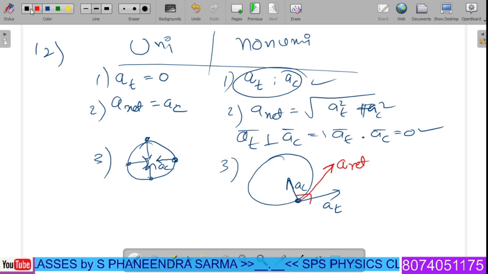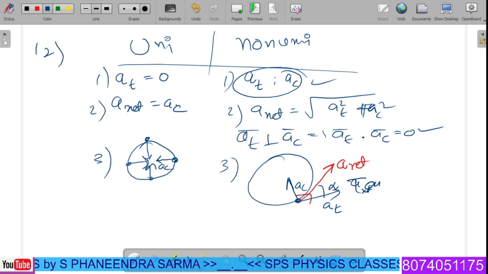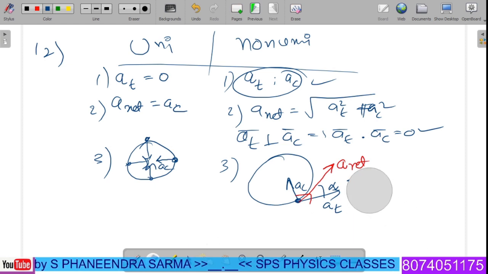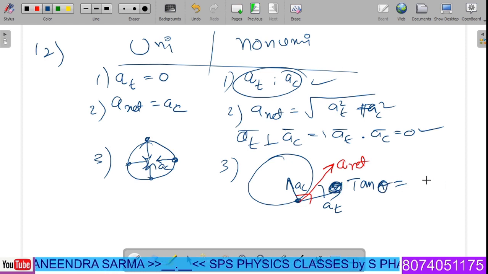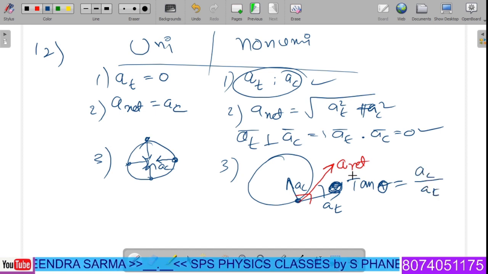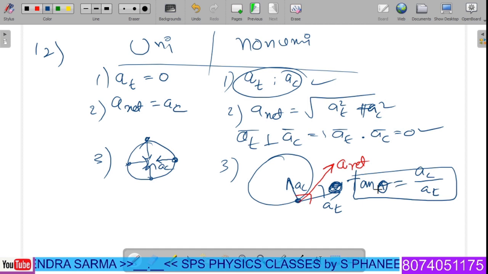So the value of A net in the problem is given by A net. Already we have this formula. If A net makes an angle theta, then the value of tan theta is equal to AC by AT. If you are getting any confusion, prepare a figure with the angle theta. So using this formula, one can determine the value of theta in this particular case.